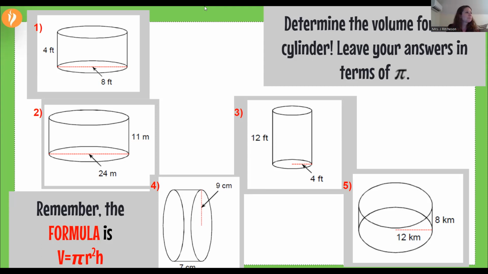All right, so on the first one, you should have squared 4, multiply 4 times 4, which is the height, and then times pi.